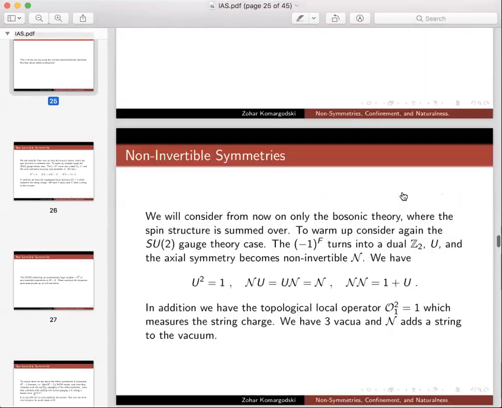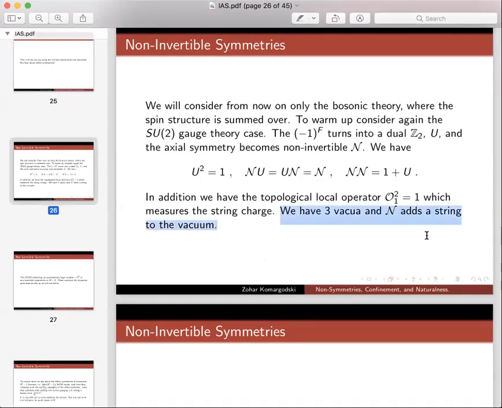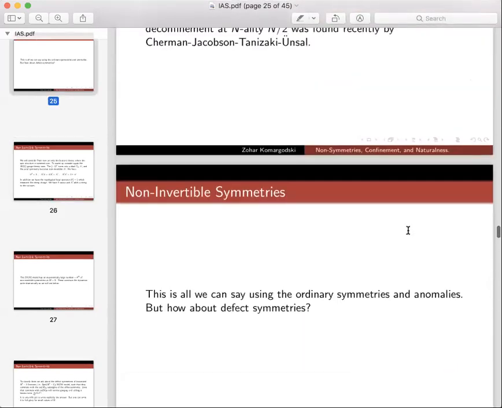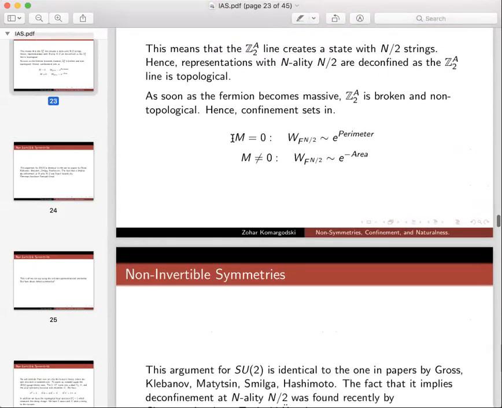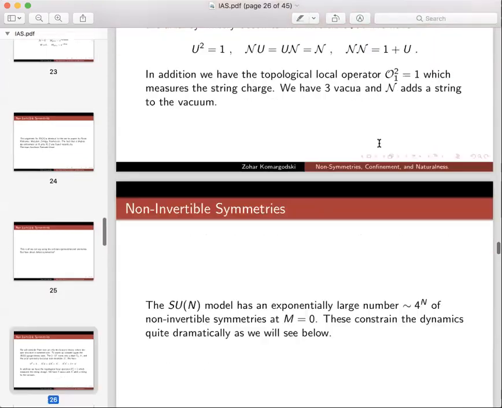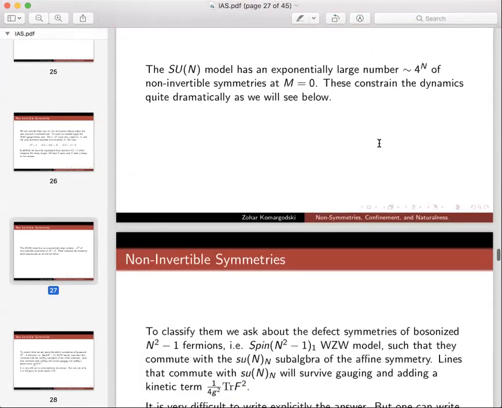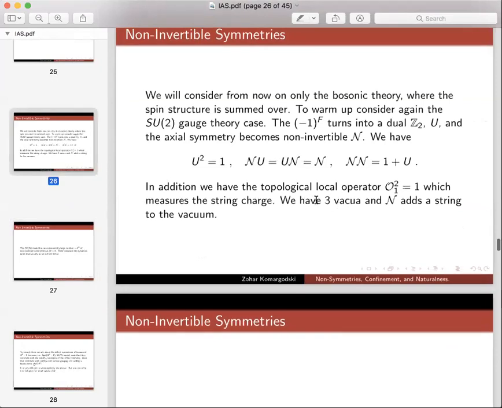So if you just assume that it's gapped, you immediately conclude there are at least 3 vacua, which are exactly degenerate. Now, one of these 3 degenerate vacua has a string. It has string charge 1. So that means that a vacuum with a string is degenerate with a vacuum that doesn't have a string. That means that the string has no tension, doesn't contribute to the vacuum energy. So that's the same as the proof of deconfinement. So we just reproduced the proof of deconfinement for the massless theory because we found that one of those 3 vacua has a string.